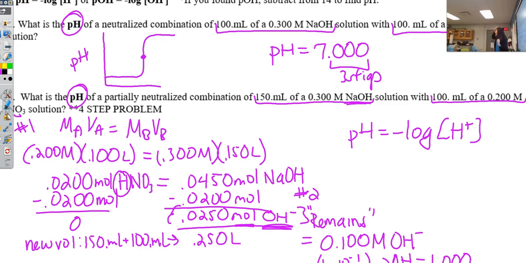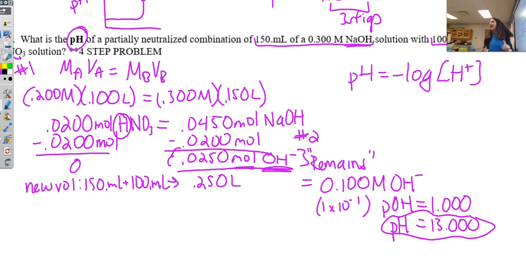Step 2, what do we do? We find the difference. We subtract. What are we trying to find? The excess moles. Which one do we have extra of? Which one didn't react? Because remember, it's like limiting reagents. The one that you have less of is going to completely react with the one that you have more of. In this case, we had less acid, so I subtracted the acid. I shouldn't have any more acid in there. And then my base, I have 0.025 moles of the base.